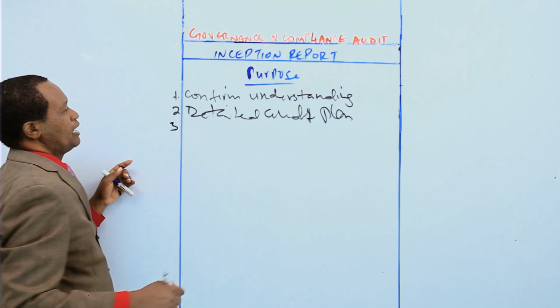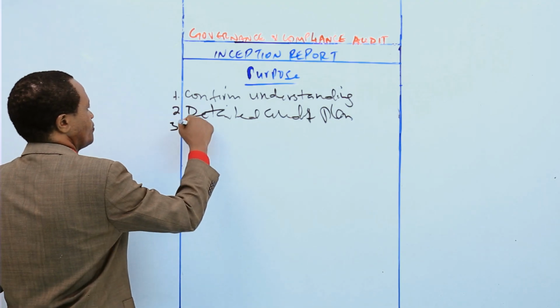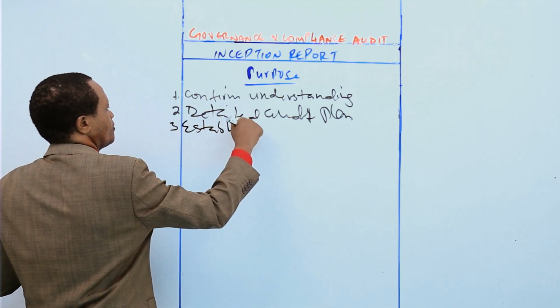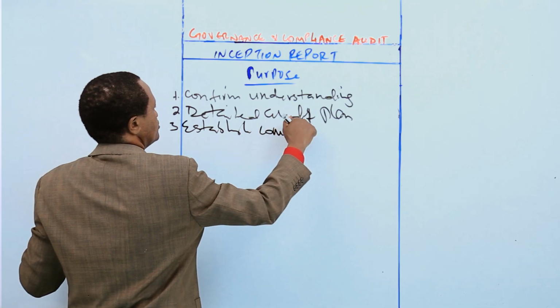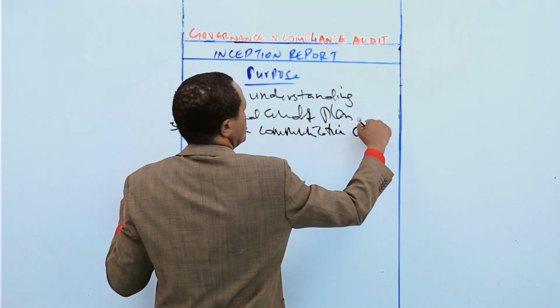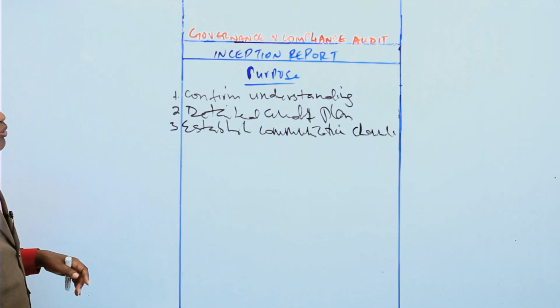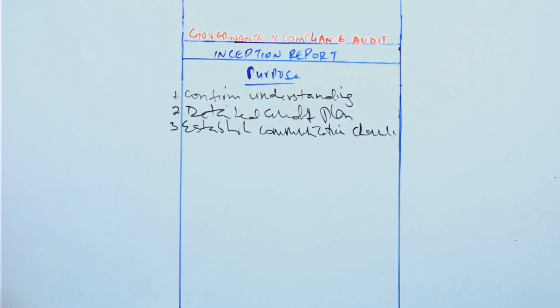The third purpose of an Inception report is that it establishes communication channels. The report establishes communication channels. It defines the lines of communication between the audit team and the client's management and staff.